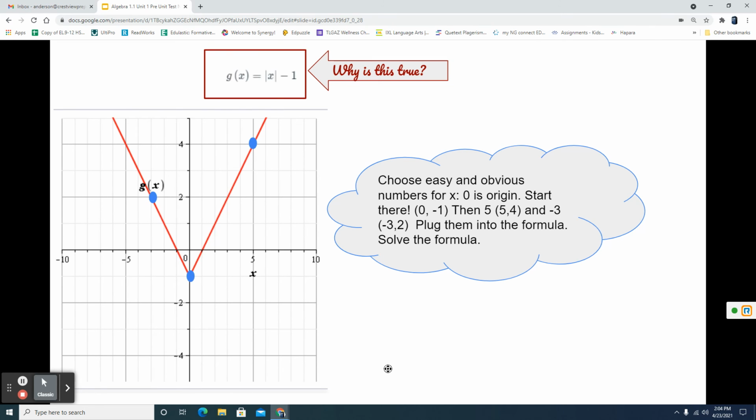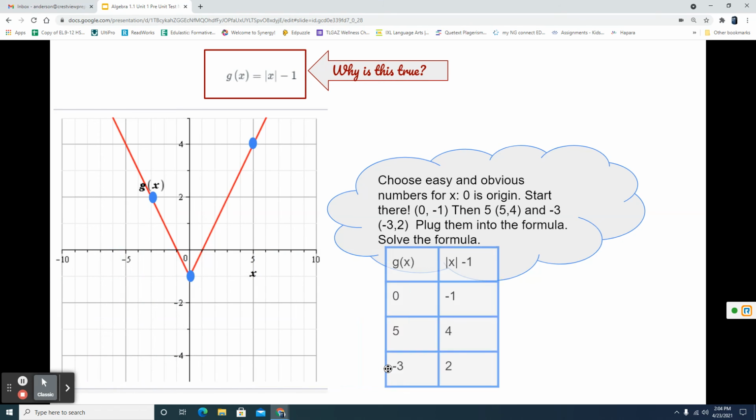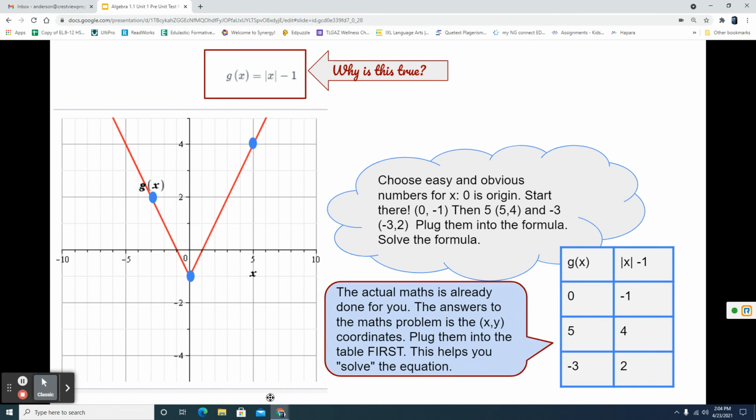Why is this one true? The actual math is already done for you. The answers to your math problem are your xy coordinates. Plug them into your table first. This will help you solve your equation. Function g of x is the absolute value of x minus 1.